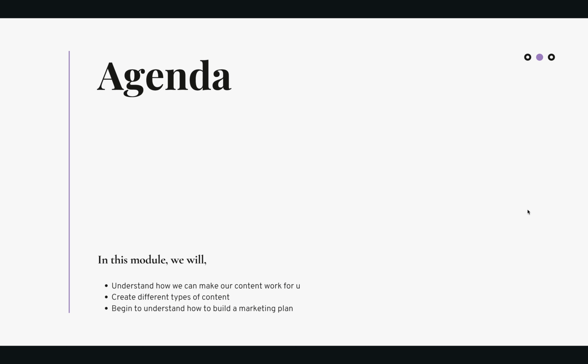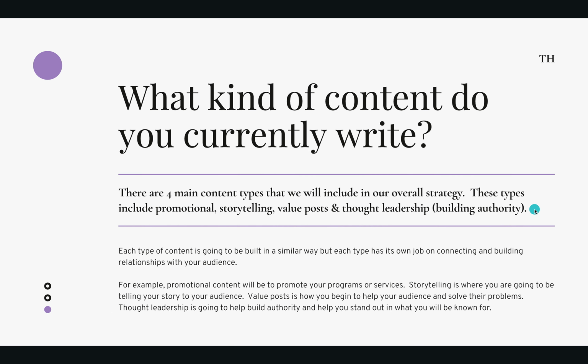We also want to create different types of content. We don't want to always just have inspirational or motivational content. We don't always want to just be promoting our things, and we don't always want to just be posting value. There has to be a good mix of everything. So I'm going to go through the different types of content and what should be included, and then begin to understand how to build a marketing plan.